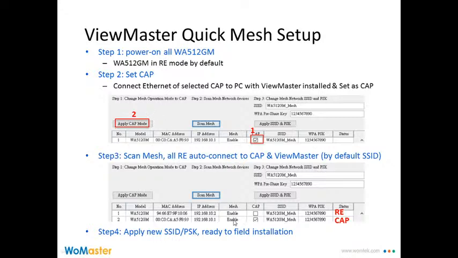Third, we scan all of the devices. You will find all of the devices connected as the mesh network. Last, if you would like to change the SSID and the PSK, change them here and apply. Then you can bring these devices to the field site for the installation.